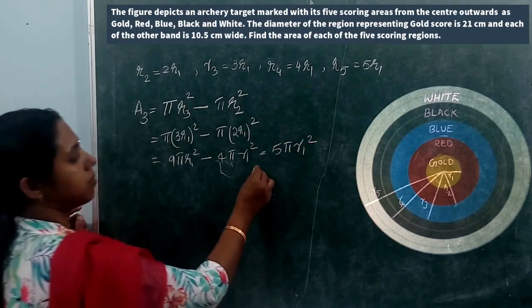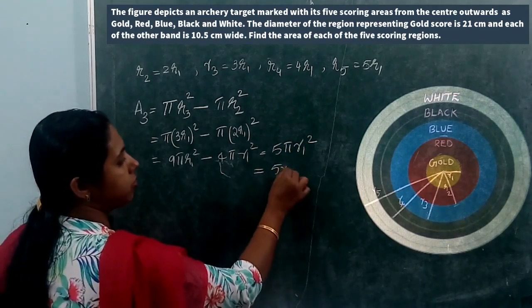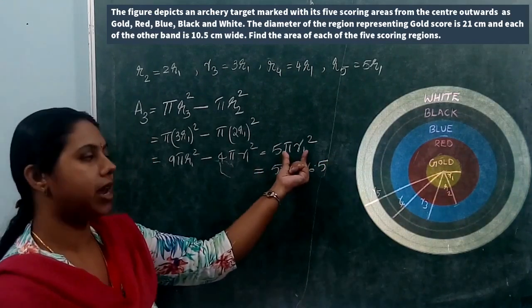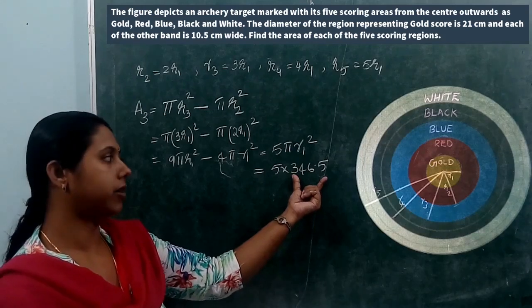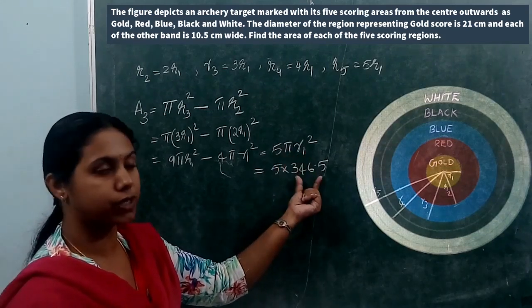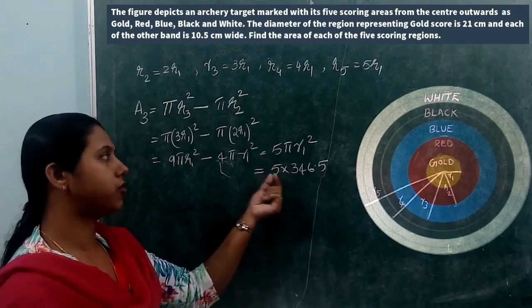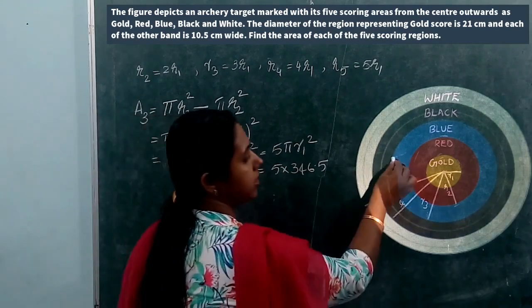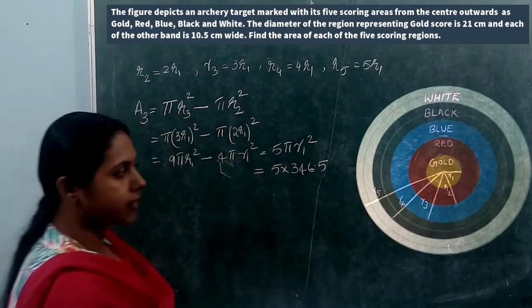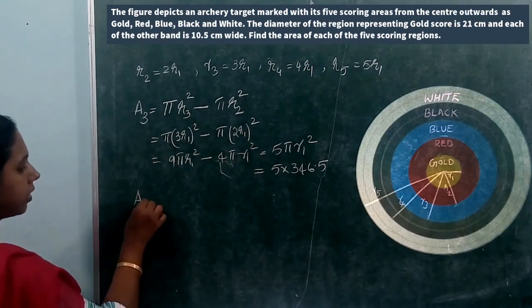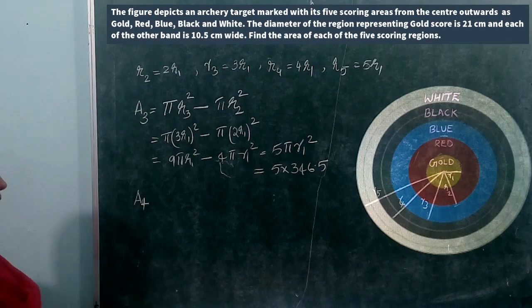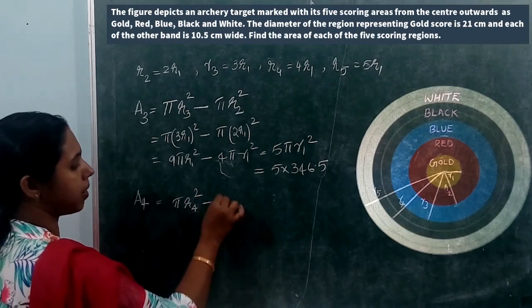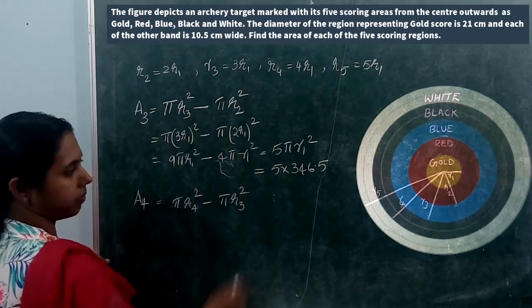So area of the blue region is equal to 5 into 346.5. Because we know that pi r1 square is equal to, you already find out that area of the first region, that is 346.5. So when you multiply these two, you will get the area of the third region, that is the blue region. In the same way, next we can find the area of the fourth region, that is black region. So that will be equal to pi r4 square minus pi r3 square.